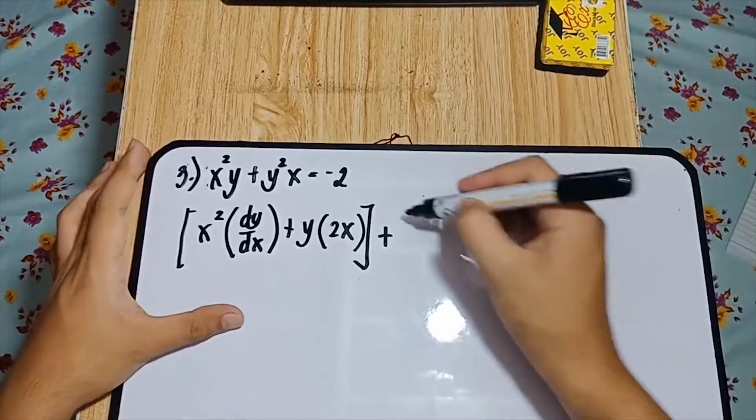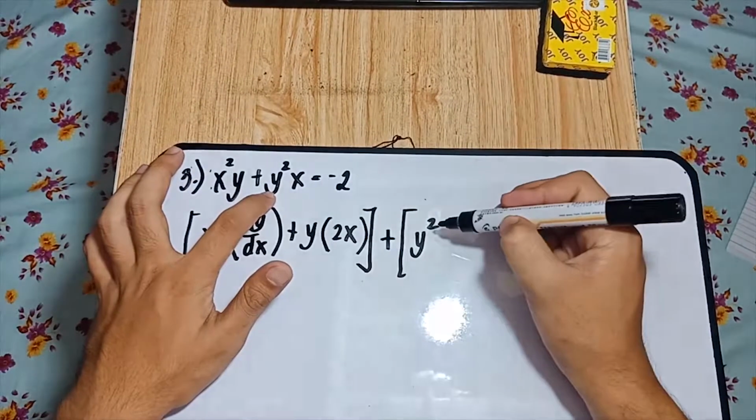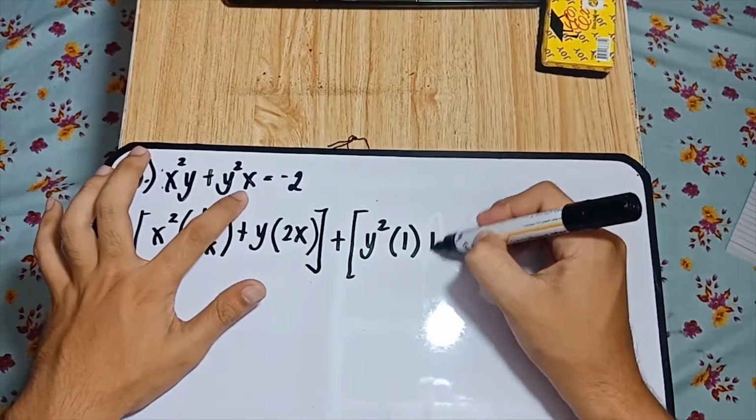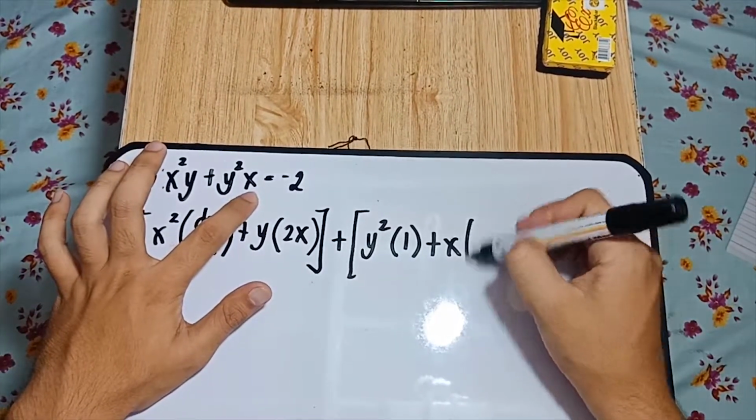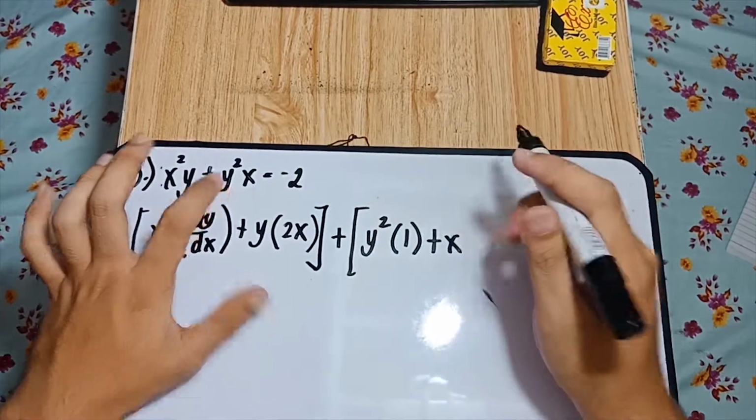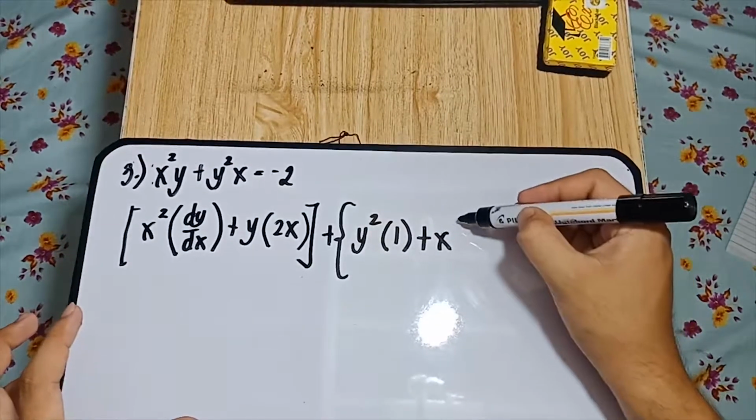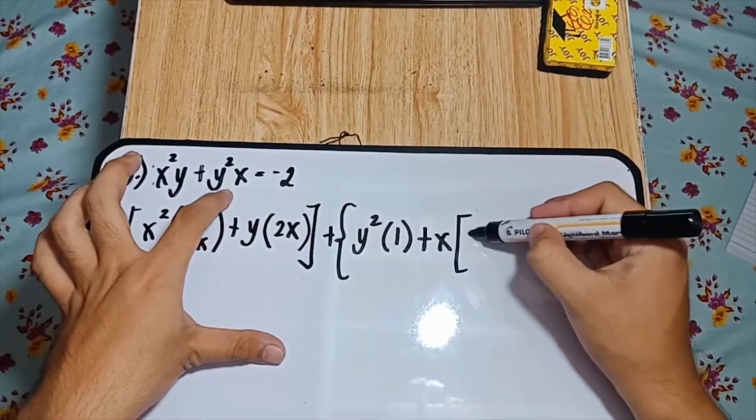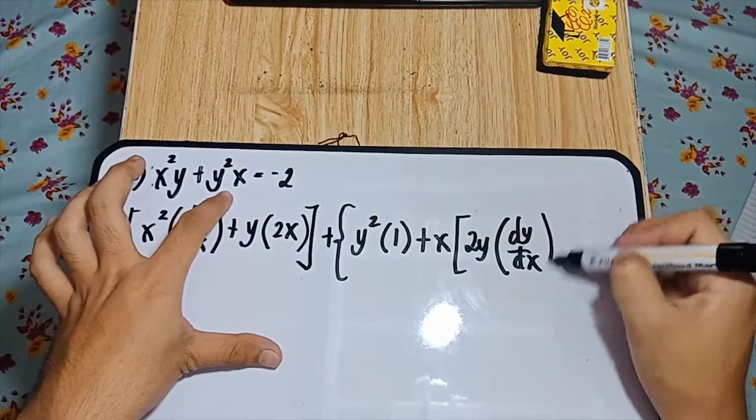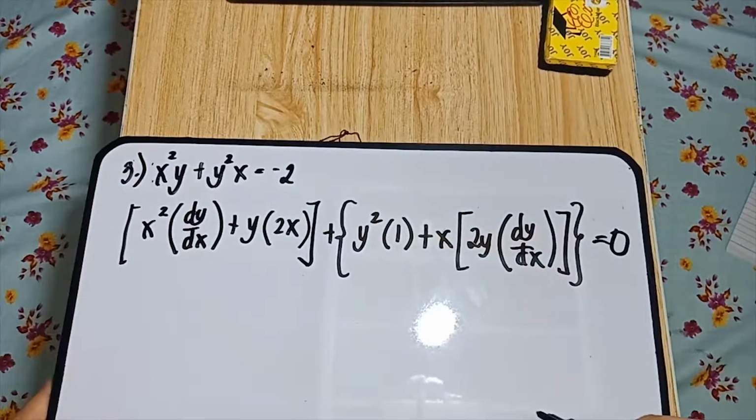Plus, copy the first term. So, y squared. Multiply by the derivative of the second term, which is 1. Plus, copy the second term. Multiply by the derivative of the first term. So, multiply lang natin yon. That will be 2y dy over dx equals 0.